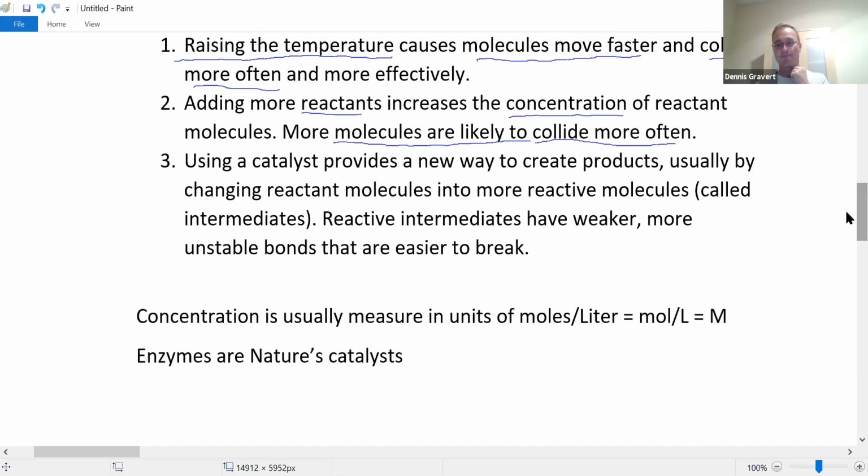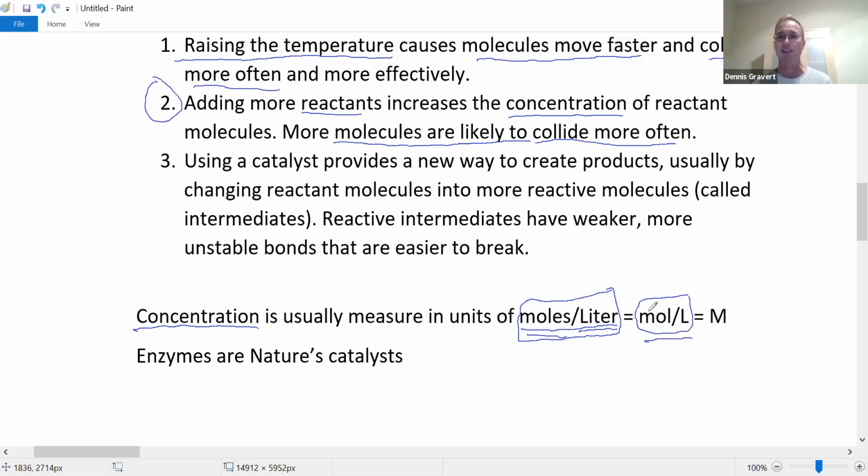Concentration. In our next video, I believe, we're going to discuss concentration in a little more detail, so I thought I'd introduce it now. Since point number 2 is adding more reactants, we want to measure how many reactants per unit volume, and we're going to use the metric system. We'll measure volume in liters, and we're going to count molecules in moles. Big surprise there. So the units for concentration are moles per liter, typically abbreviated mol/L. That's such a common thing to do, measure how many molecules per liter.